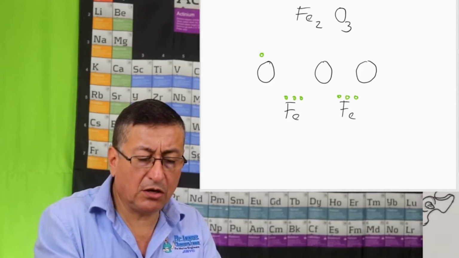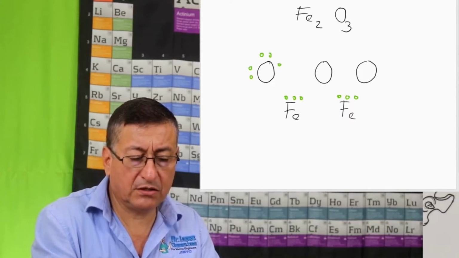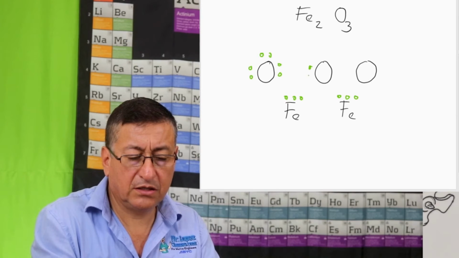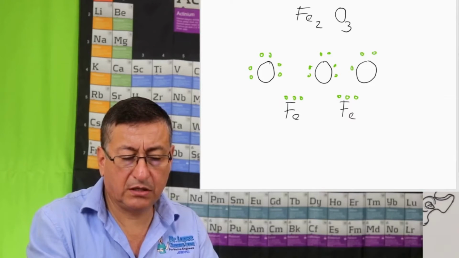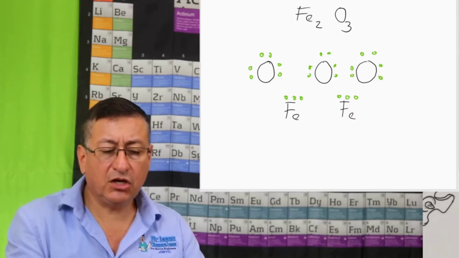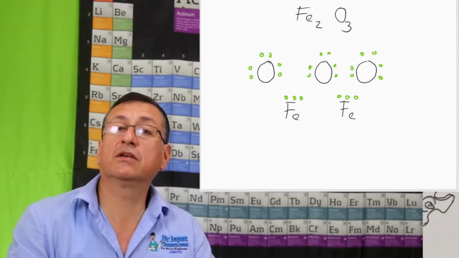And let me check the oxygens. The oxygen has 6 electrons in the last orbit. And each oxygen needs 2 additional electrons to be stable.